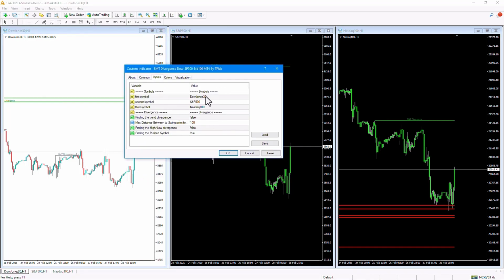In the input section, there are options for us to place the first symbol, the second symbol, and the third symbol. In the next section, you can activate or deactivate the settings related to divergences, and by default, the SMT divergence mode is active. Here I disable SMT mode and I'm activating the trend divergence.